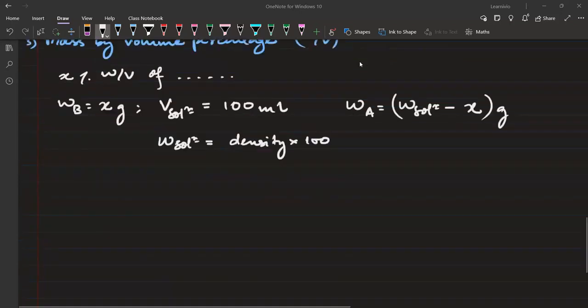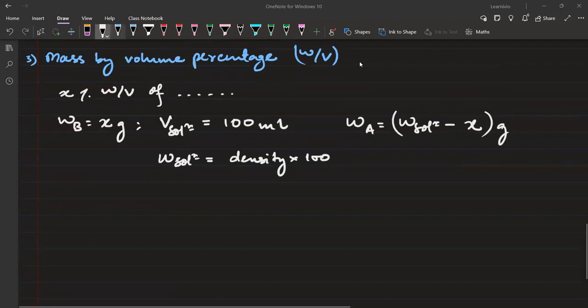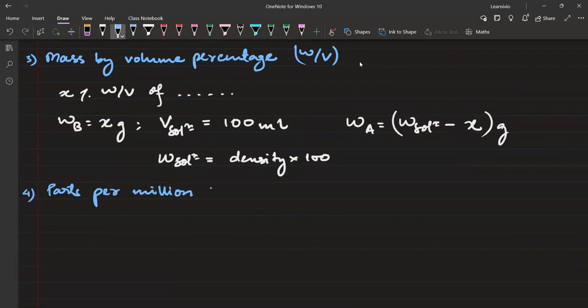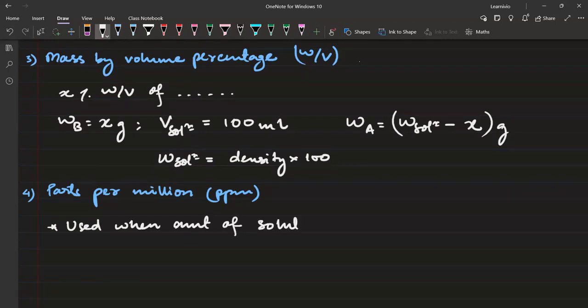No. Okay. Right, the fourth concentration term: parts per million. Okay. This is used when the amount of solute is very less.